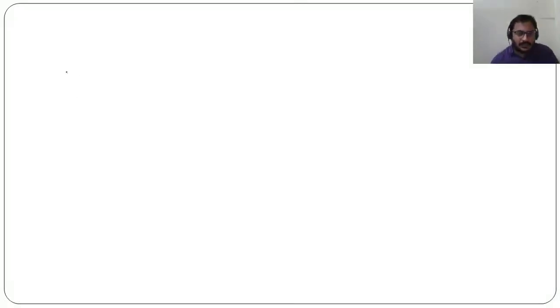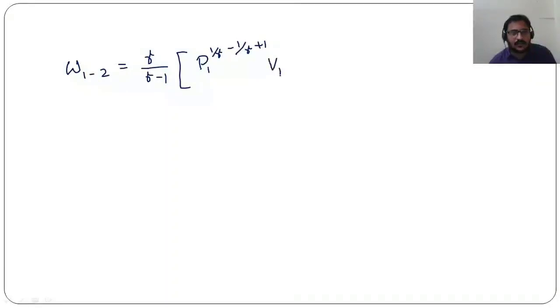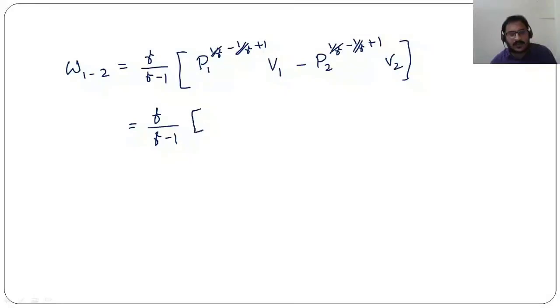Now this equation will become work done is equal to gamma by gamma minus 1 into P1 to the power 1 by gamma minus 1 by gamma plus 1 into V1 minus P2 to the power 1 by gamma minus 1 by gamma plus 1 into V2. So these will get cancelled. You will get the formula as gamma by gamma minus 1 into P1 V1 minus P2 V2.